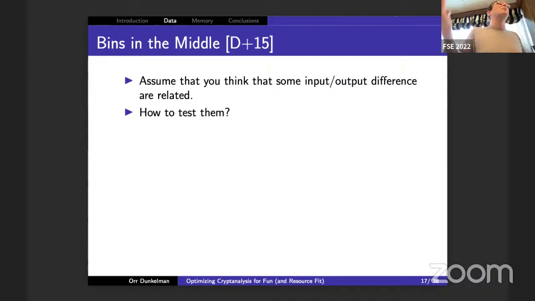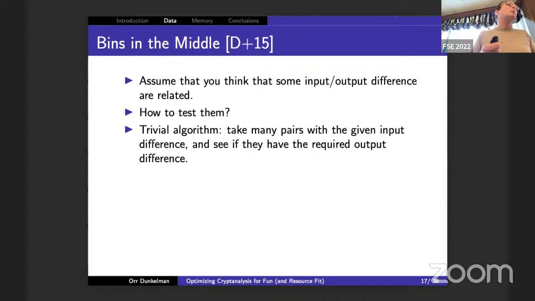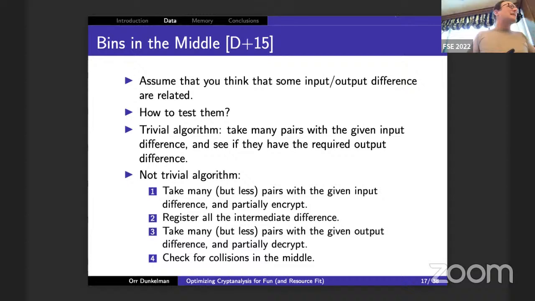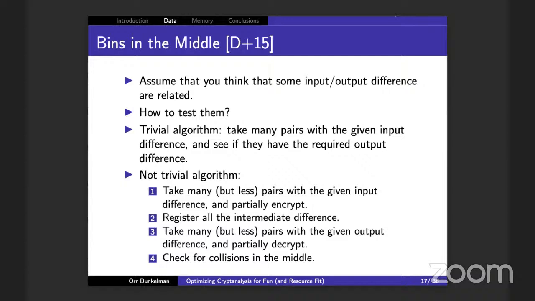So let's assume that I'm giving you an input-output difference and I'm telling you, please find the probability of the differential going from the input to the output. So the simplest task, the simplest algorithm, you take many pairs with the input difference, you check how many of them satisfy the output difference and everybody is happy. But there is a better algorithm. And the idea is you take fewer pairs. You still take many pairs, but significantly fewer pairs with the given input difference, and you partially encrypt them. So you store the output differences. You go from the top and you encrypt them, and you look at the output differences after a few rounds. Then you take the output difference. You take multiple pairs with this output difference, and you go backwards, and you check the differences coming back.